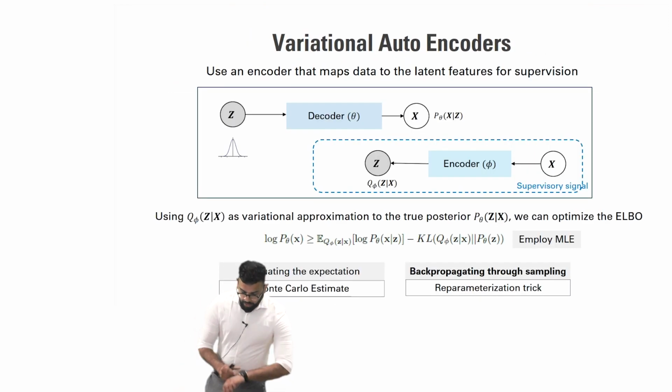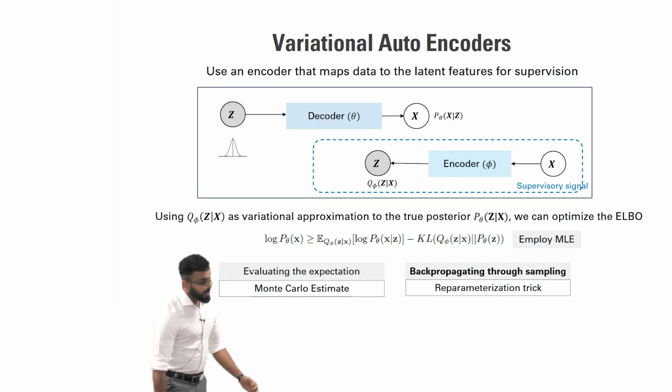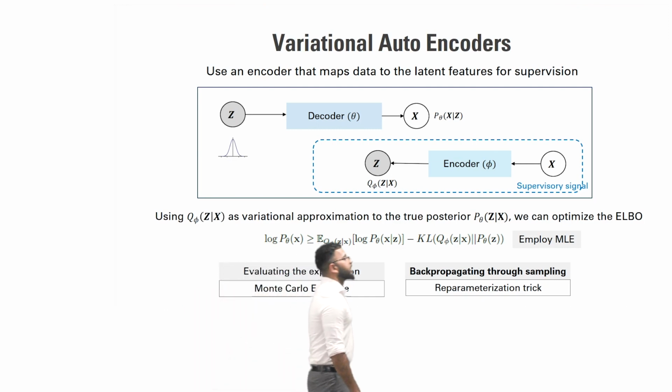Okay, now let's come to another class of deep models, which are variational autoencoders. In variational autoencoders, what you say is that, okay, I know that if I have some latent distribution in my Z space and a neural model that maps it to the X space, what I really need is some sort of supervision.